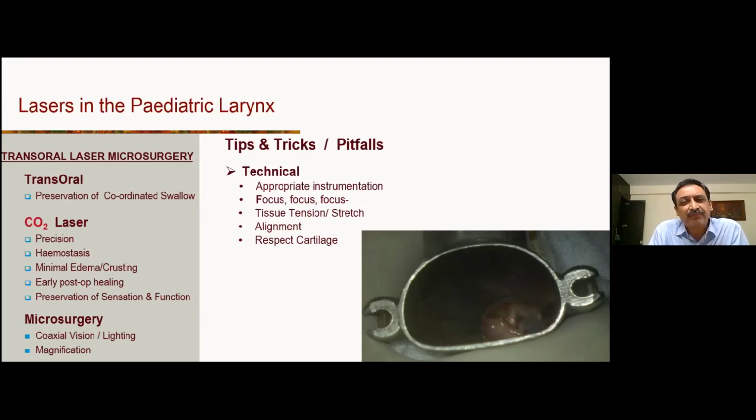And unfortunately, I've seen too many patients referred to us who have had too many lasers and have become worse for it rather than better for it. So you have to be careful that it stays on the mucosa and you don't quite get out of mucosa.